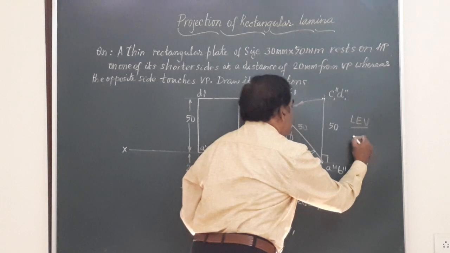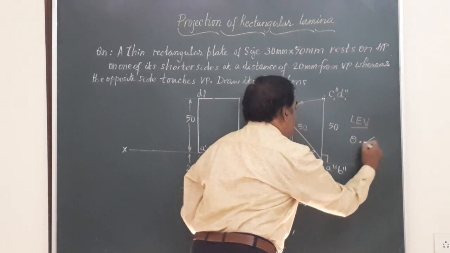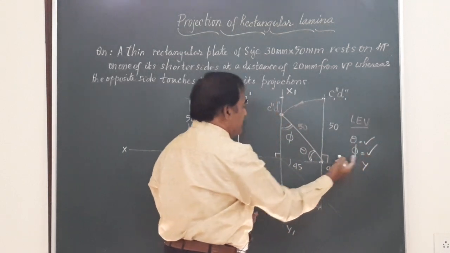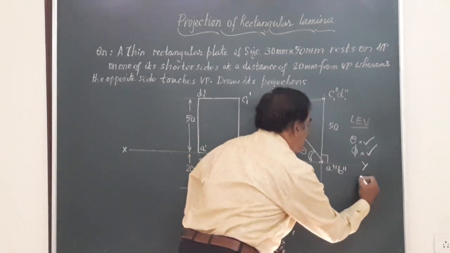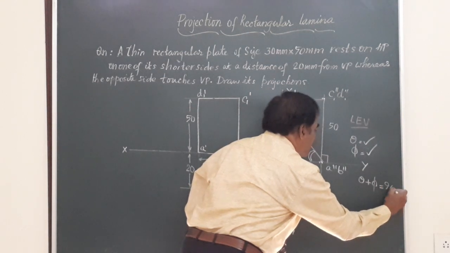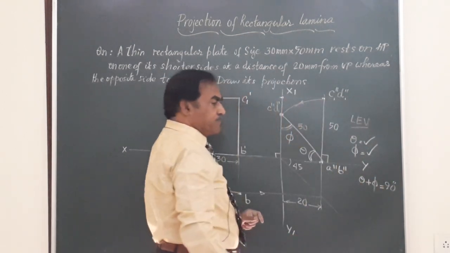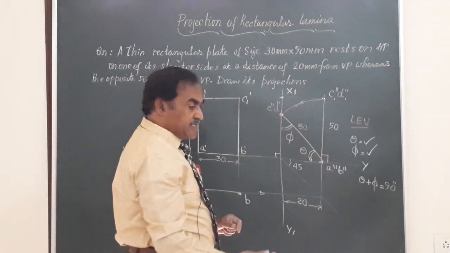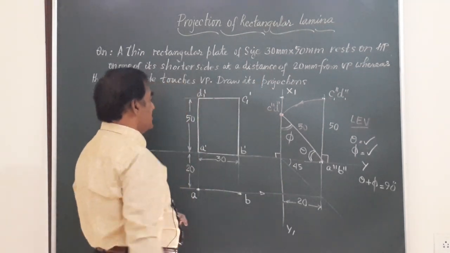So you can find out this theta, you can find out phi, the angle made by the surface with HP and VP respectively, and remember this theta plus phi is equal to 90 degrees because the VP and the HP are perpendicular to each other, or the wall and the floor are perpendicular to each other.